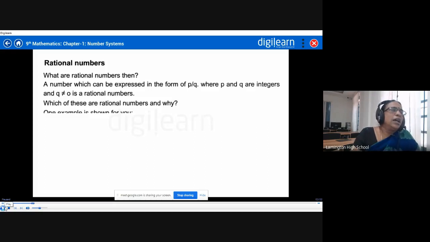Listen, children. A number which can be expressed in the form p by q, where p is the numerator and q is the denominator, and p and q are integers, means any numbers 1, 2, 3, 4, 5, 6 like that, and q not equal to 0 means the denominator should not be equal to 0. Such numbers we call rational numbers.